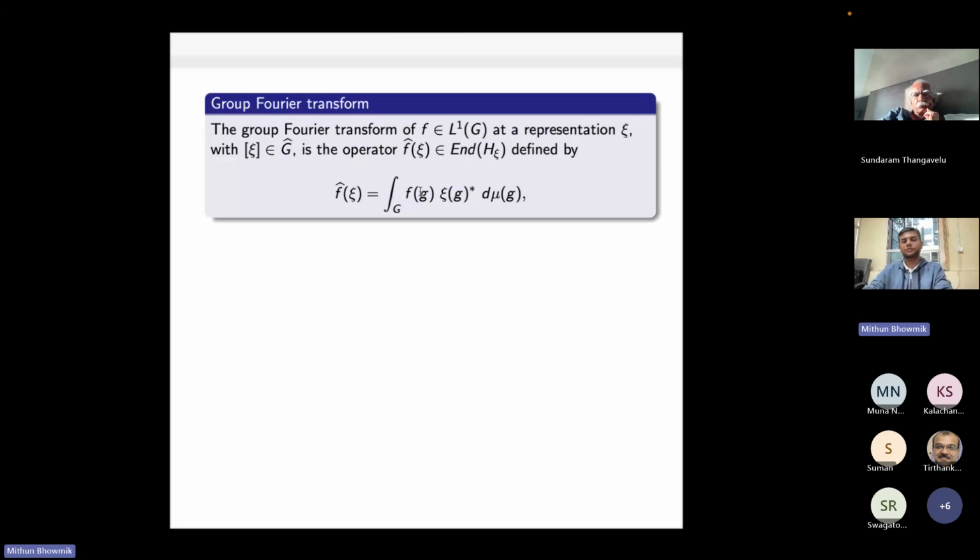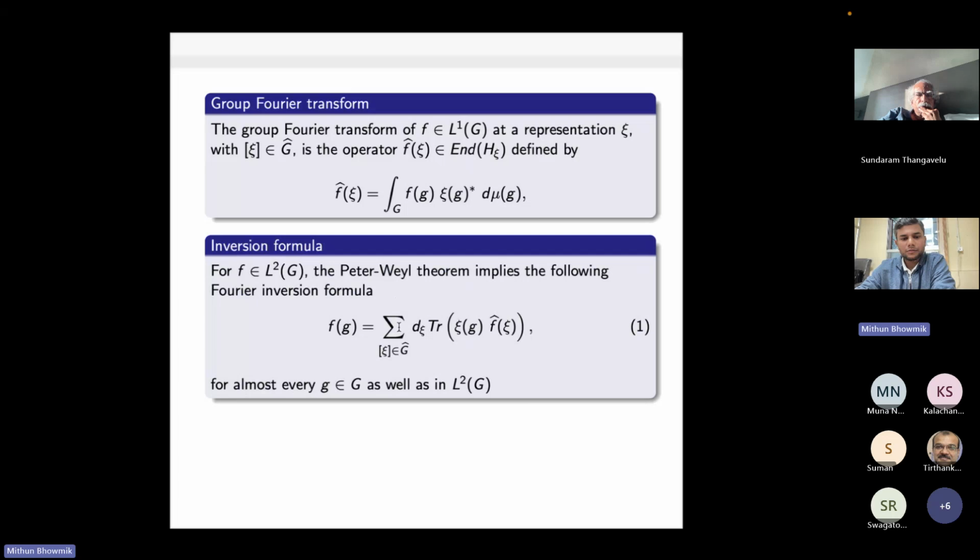So what is the definition of the Fourier transform on a Lie group? We have an L1 function with respect to the measure mu. Now I'll consider all irreducible unitary representations on G up to equivalence, which will be denoted by G hat. This is the representation space on which the Fourier transform will be defined. So Fourier transforms are operator valued. So this is the definition of the Fourier transform.